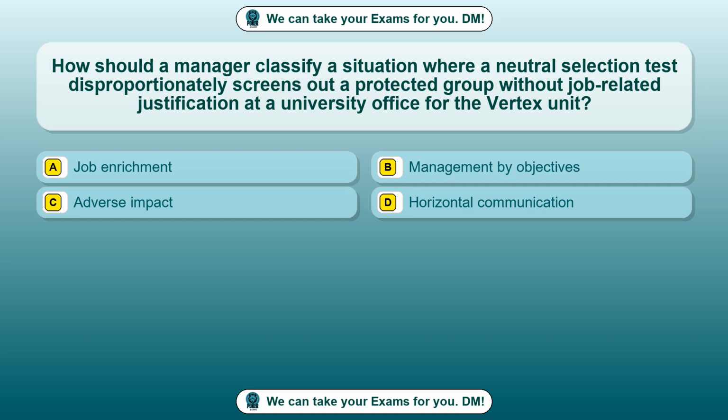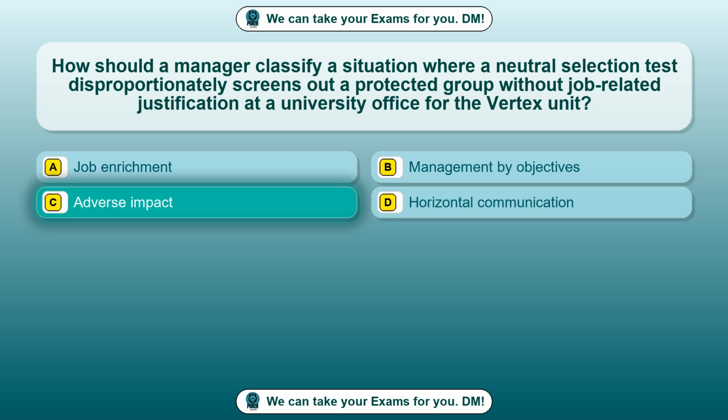Question 29. How should a manager classify a situation where a neutral selection test disproportionately screens out a protected group without job-related justification at a university office for the Vertex unit? Option A, job enrichment. Option B, management by objectives. Option C, adverse impact. Option D, horizontal communication. The correct answer is option C, adverse impact.